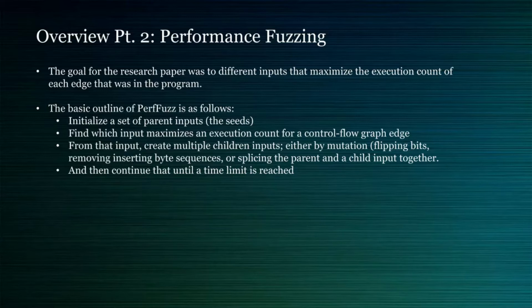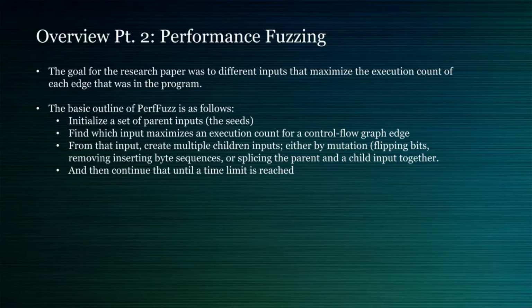The basic outline of PerfFuzz is as follows. Initialize a set of parent inputs, seeds, find which input maximizes an execution count for a control flow graph edge, which you'll hear me talk about as a CFG edge or just an edge. From that input, create multiple children inputs by mutation, which could be flipping bits, removing or inserting byte sequences, or splicing the parent and the child input together, and then continue that until the time limit is reached.